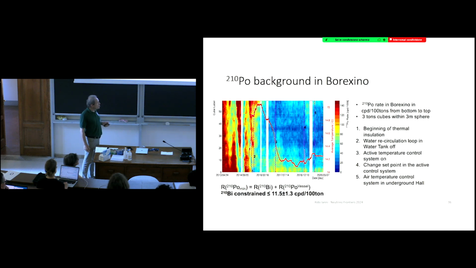This is polonium-210, because polonium-210 can be easily measured through pulse shape discrimination. And if we know polonium-210 supported, we also know bismuth-210 supported inside the core of the detector. So here you see that before the thermal insulation system, this was polonium-210 in the fiducial volume, fluctuating due to the convection currents. When the thermal insulation was set at work, then you have a reduction of the contamination and a stable detector. In this way, we could constrain the bismuth-210 inside the fiducial volume at 11 counts in 100 tons.